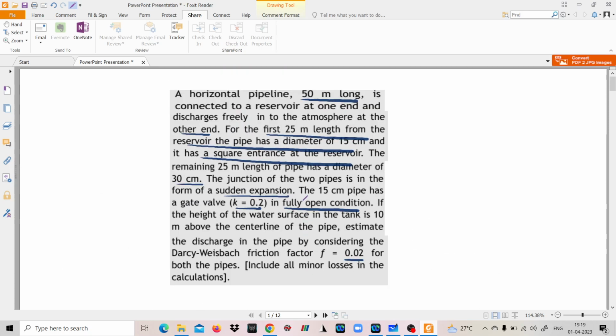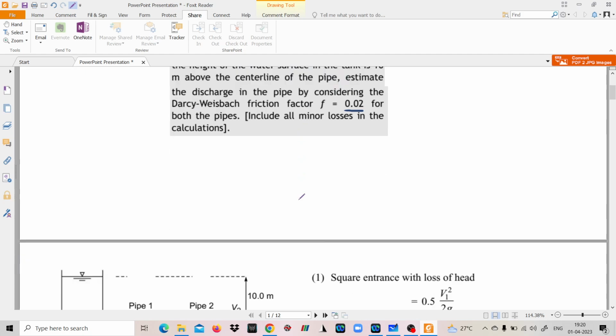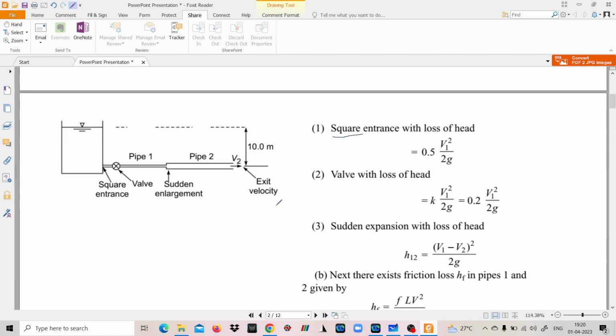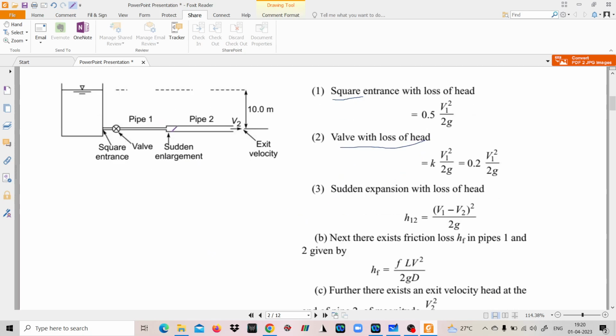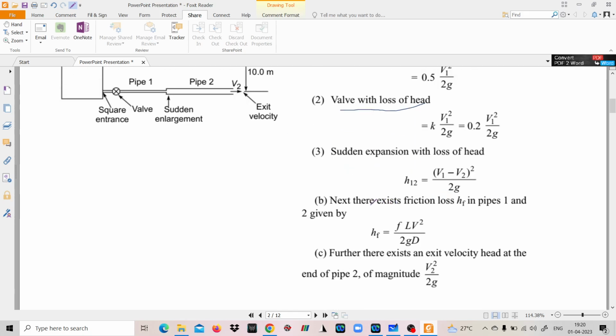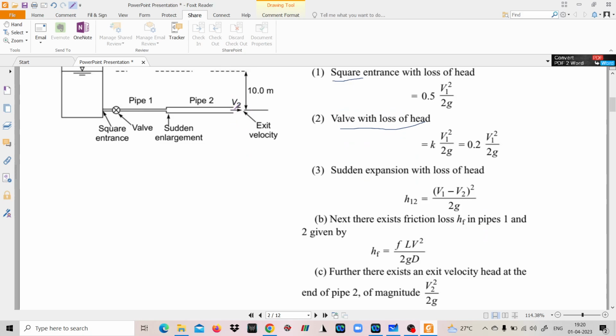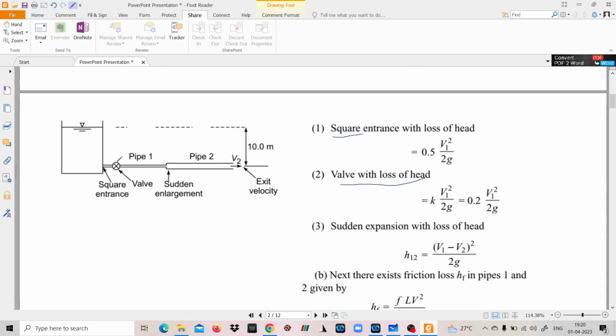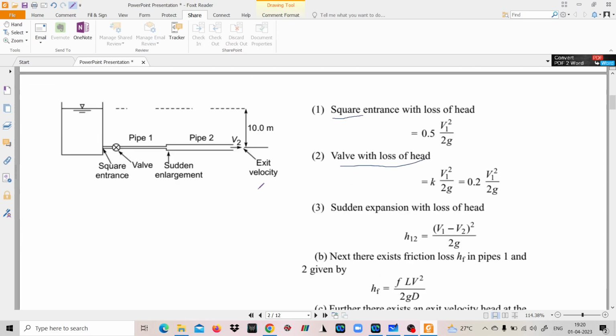So what are the losses? First of all, there will be major loss through pipe 1, then major loss through pipe 2, and then there will be minor losses. The first minor loss is because of the entrance to pipe 1, and the type of entrance is a square entrance. Then the presence of the valve, then sudden enlargement or sudden expansion from pipe 1 to pipe 2. Then we have the exit loss when the water exits from pipe 2 into the open atmosphere. Apart from these minor losses, we have two major losses, one for pipe 1, another for pipe 2. So these are the losses.